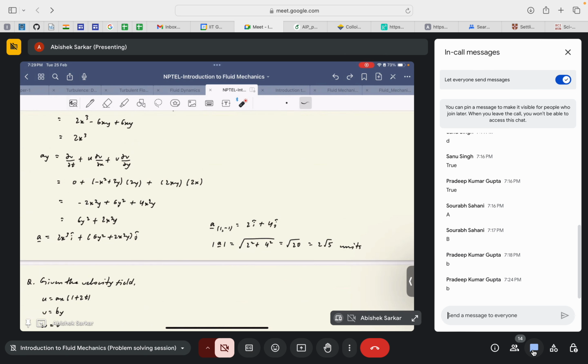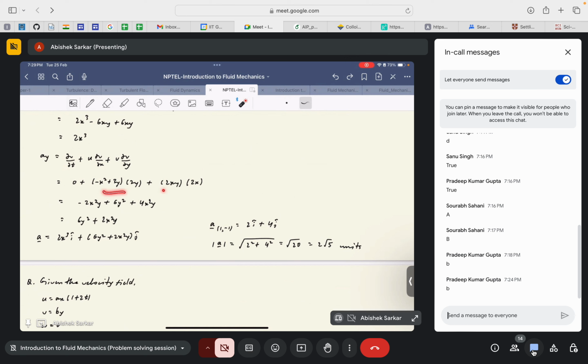So it is dou v by dou t plus u dou v by dou x plus v dou v by dou y. All the spatial operators should operate on the velocity component along the y direction. The first term is 0 because the flow is steady. U is minus x squared plus 3y. Dou v by dou x is 2y, right? V is 2xy, so dou v by dou x should be 2y, and dou v by dou y should be 2x, because v is 2xy.